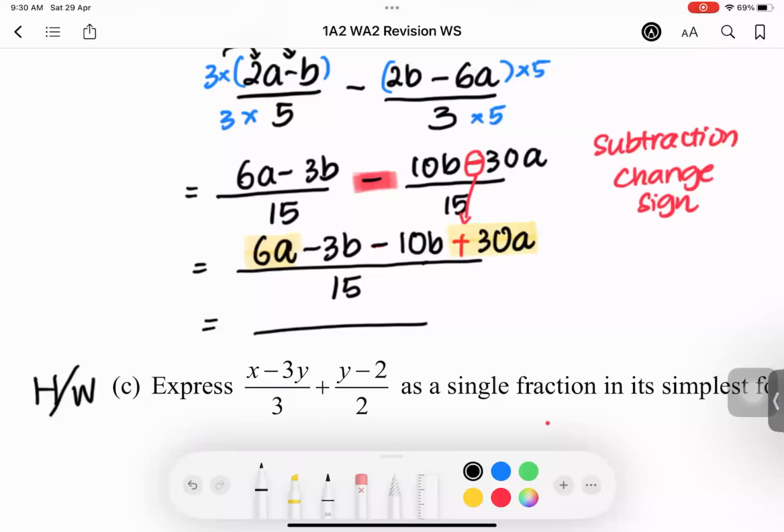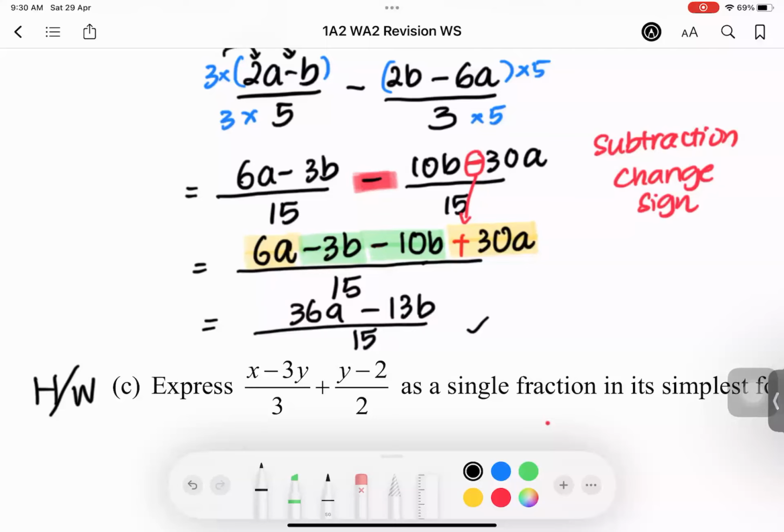Okay, so now what is the answer for the A? 6A plus 30A, 36A. Then what's the other one? Negative 13B. Never mind, ask Khalif. Khalif, what will this be? Minus 3B minus 10B. Yes, negative 13B, the answer.